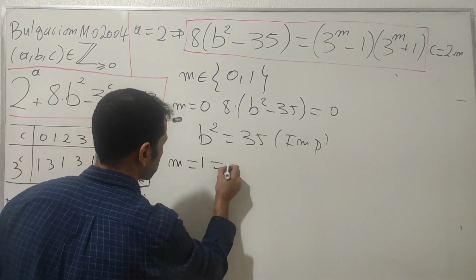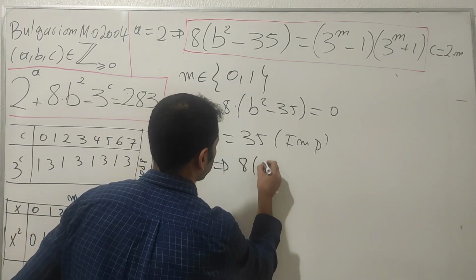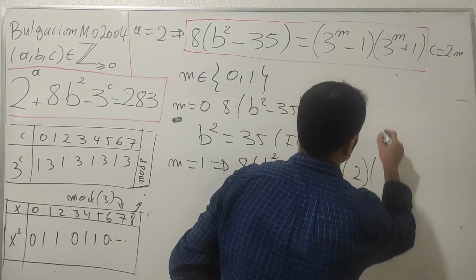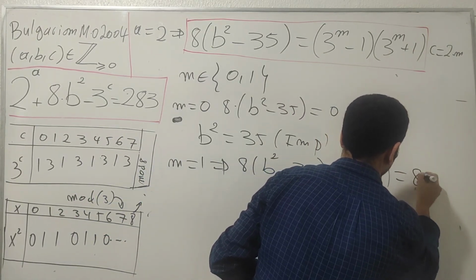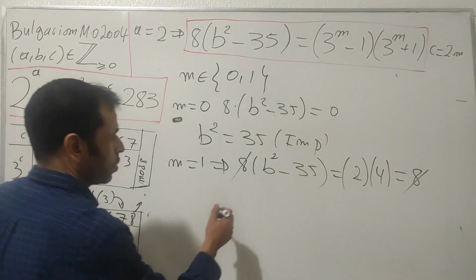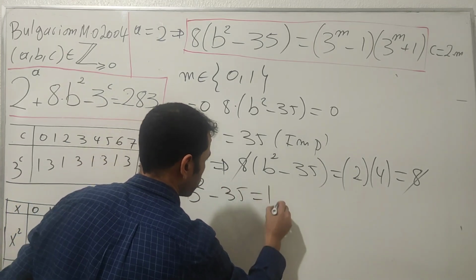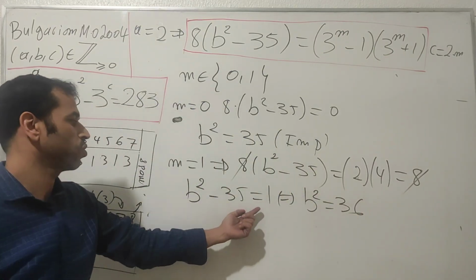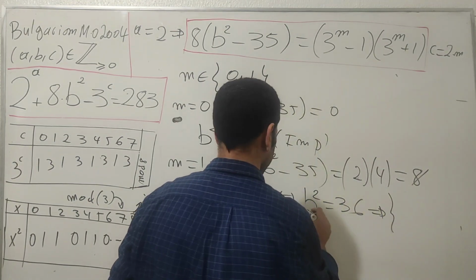Okay, let's move on to the final solution. m equals 1. I'm simply going to replace m with 1 there. I get 8 multiplied by 3 to the 1, which is 3, 3 minus 1, which is 2. The other one I get 3 to the 1, which is 3, plus 1, which is 4. The product equals 8. I'm going to cancel out 8 from the left and the right. I will be left with b squared minus 35, which equals 1. Equivalent, b squared equals 36, because you get 35 plus 1. This one is clearly going to give us two solutions.